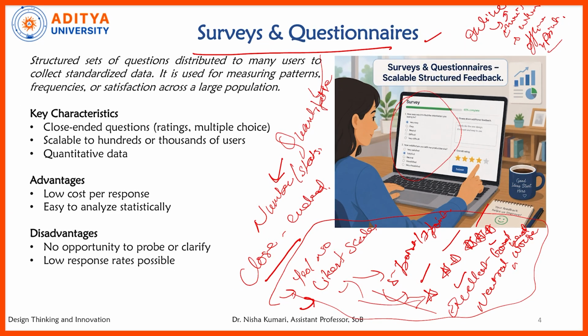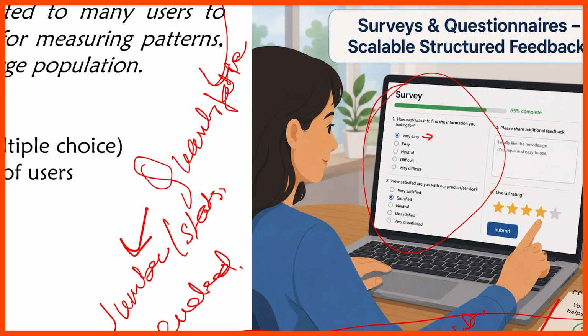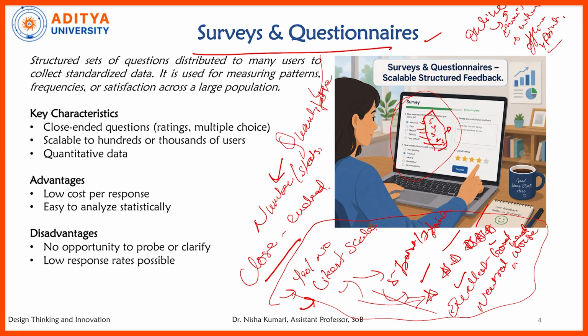For example, if you are talking about very easy, neutral: for very easy, we gave 5 points because it's the satisfaction level, higher satisfaction level. Easy 4, neutral 3, difficult 2, very difficult 1. Once we collect the data, based on these kinds of codings, we are going to get our quantitative data, which we are going to test further, or analyze further.